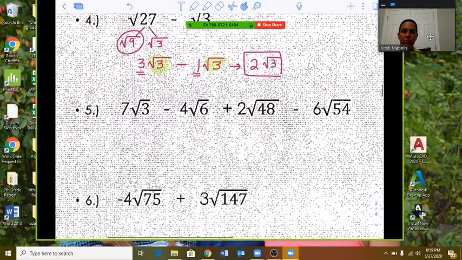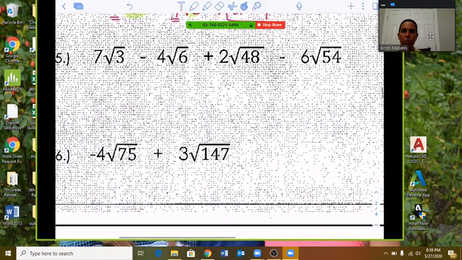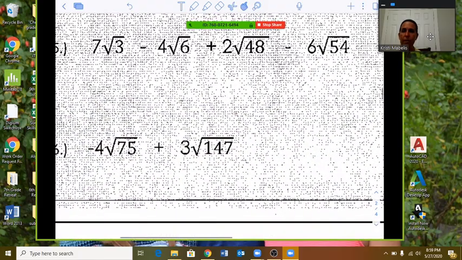Okay, let's try another one. This time we have 4 terms. 7 radical 3 minus 4 radical 6, 2 radical 48 minus 6 radical 54. Okay, none of the radicals match. Let's take a look at what we've got here.